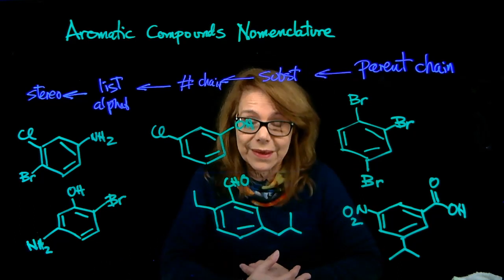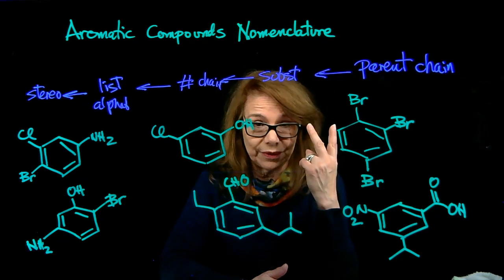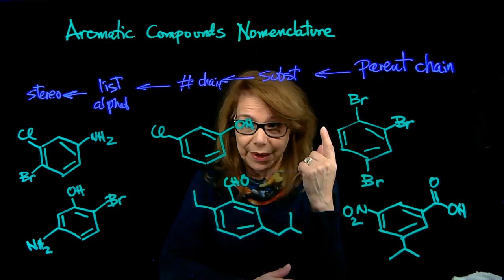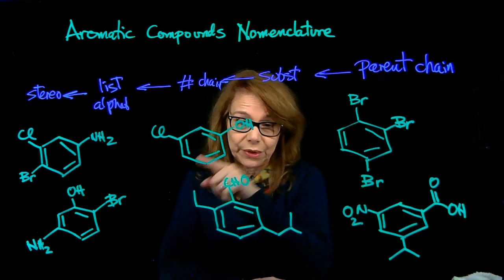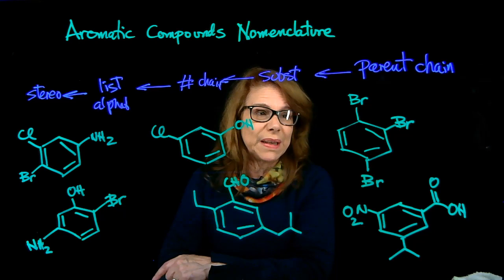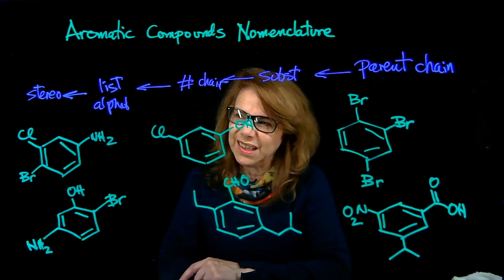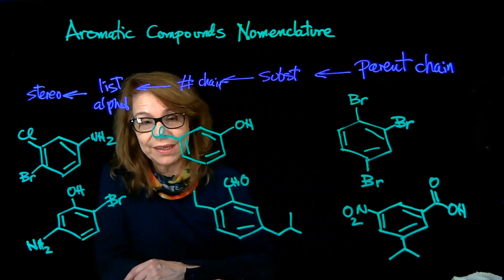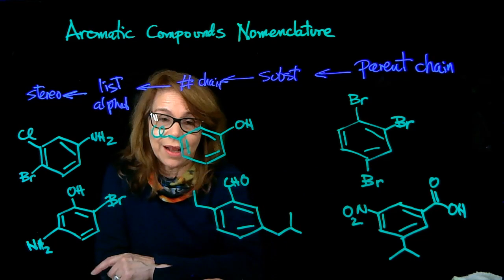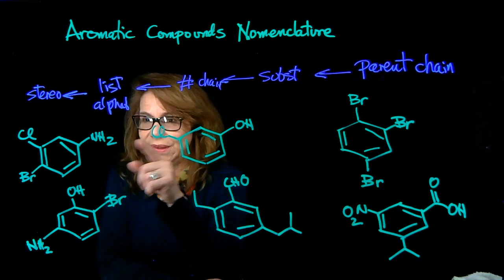If we have more than 2 substituents, we cannot use ortho-meta-para nomenclature. For example, here, you can use meta, but if we have 3 substituents, we cannot. So we need to use the numbers in the chain. And when we list substituents, we need to list them alphabetically. So let's go and start with this one.